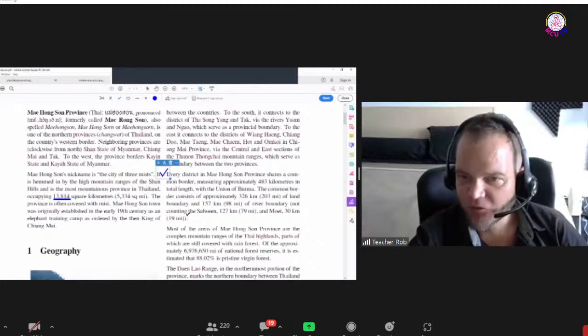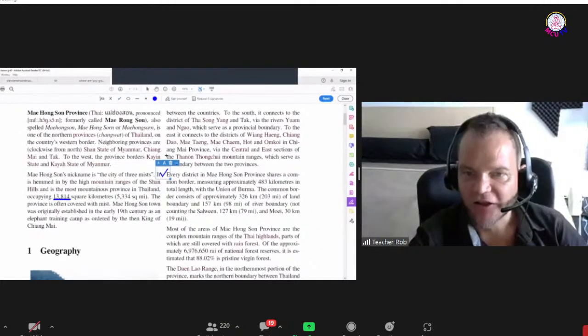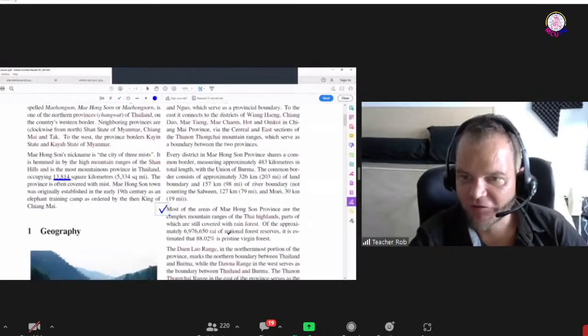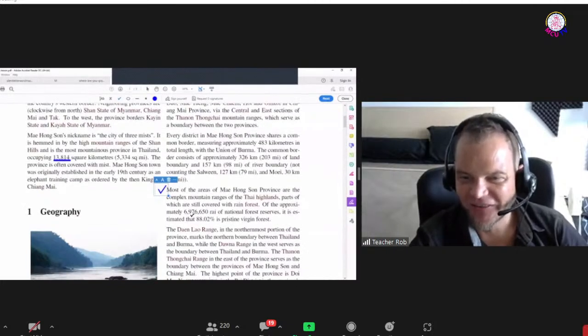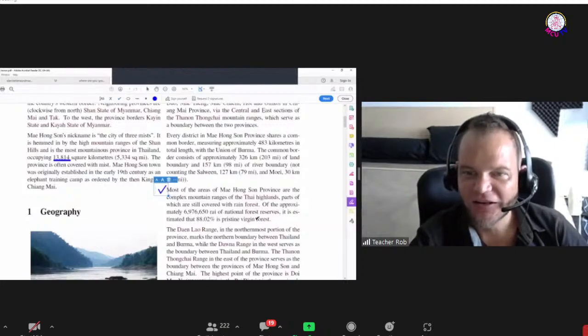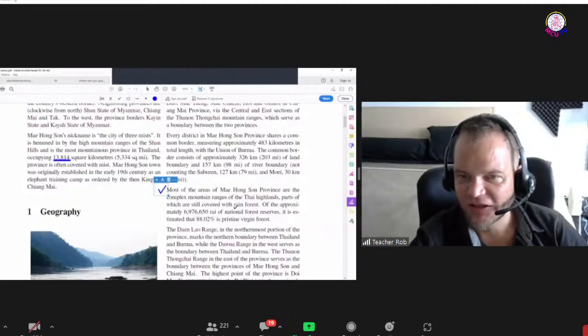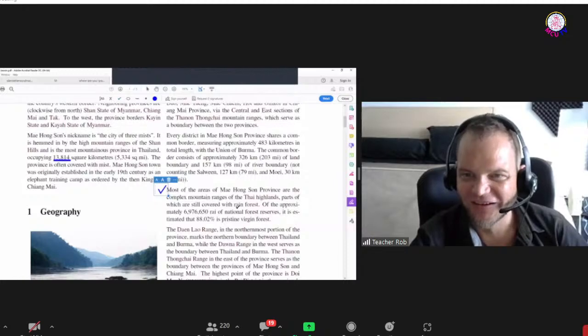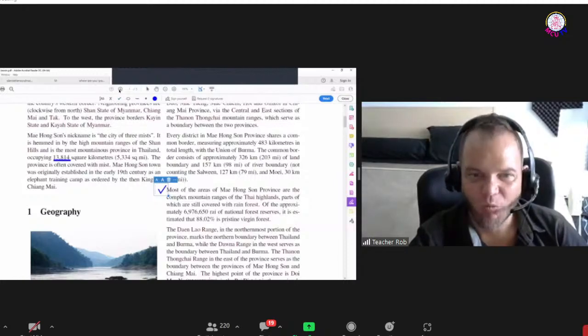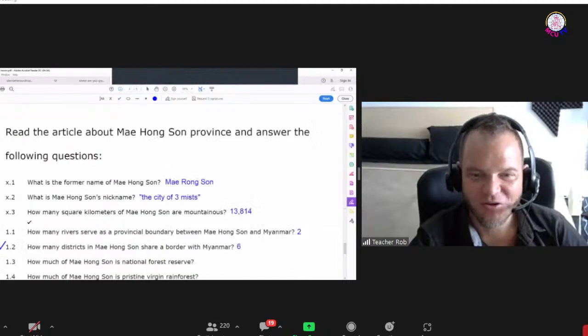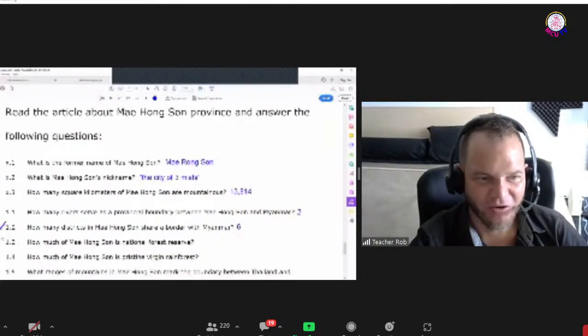Now it says most of the areas of Mae Hong Son province are the complex mountain ranges of the Thai highlands, parts of which are still covered with rainforest. Of the approximately 6,976,650 rai of national forest reserves, it is estimated that 88.02% is virgin forest. Now, I think that one answered one of the questions here: how much of Mae Hong Son is national forest reserve?